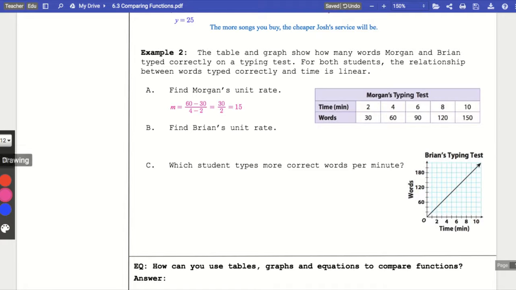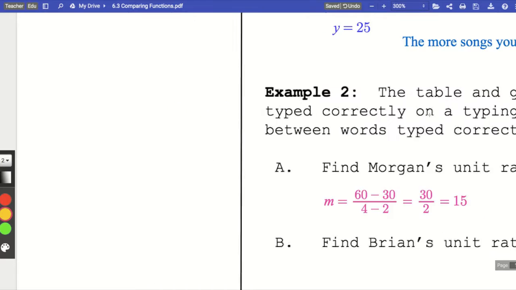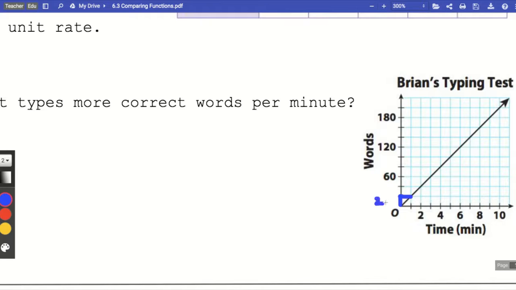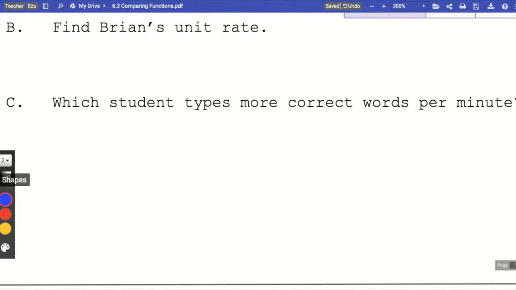For Brian's unit rate, I'm going to zoom in a little bit so we can see it better. All right, there we go. For Brian's, I'm going to use rise over run. So remember, starting at the origin, it looks like it's going up 1 over 1. But notice that this is not counting by 1. It looks like it's counting by 20s: 20, 40, 60. So I'm going up 20 over 1. And remember, slope is rise over run.